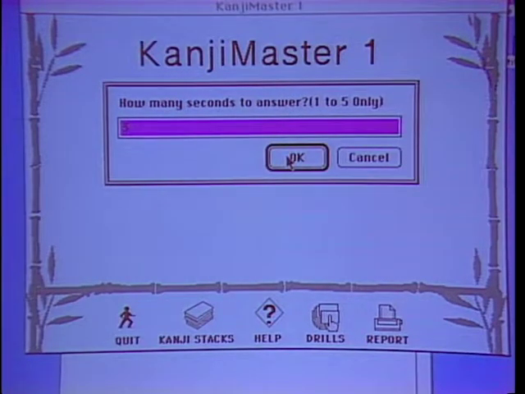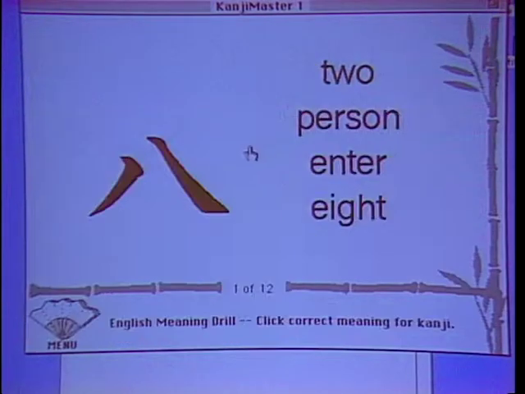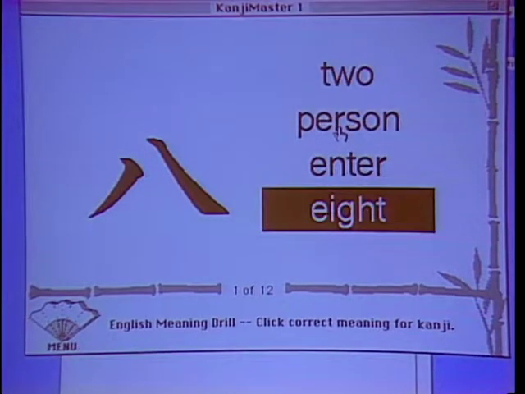You can test yourself. Like we'll give ourselves 3 seconds here, and we'll hear it, for example. And what happens now is you see the character. We have 3 seconds to click on it. I clicked too late.